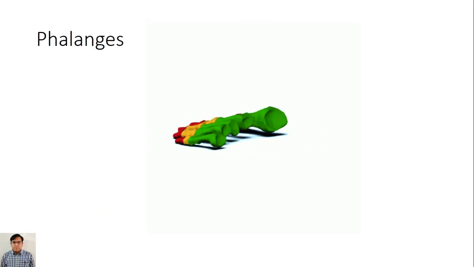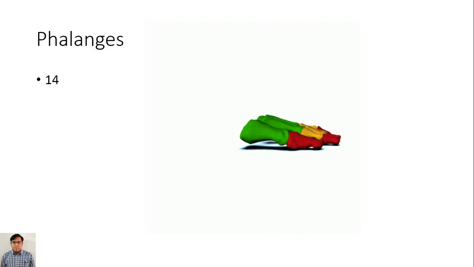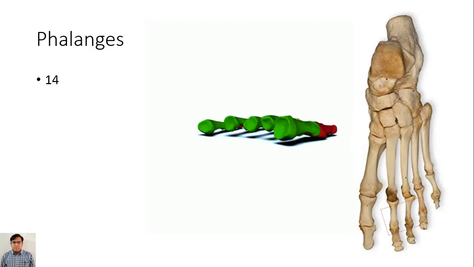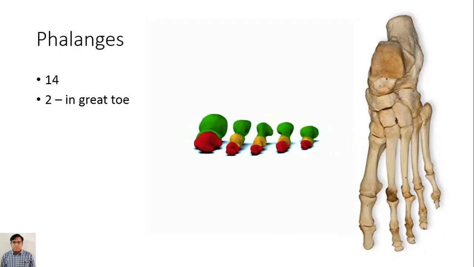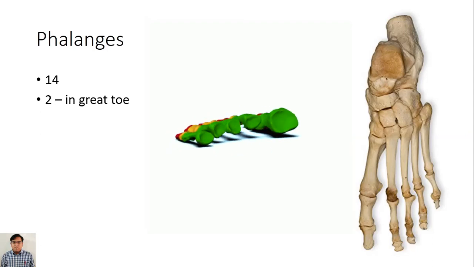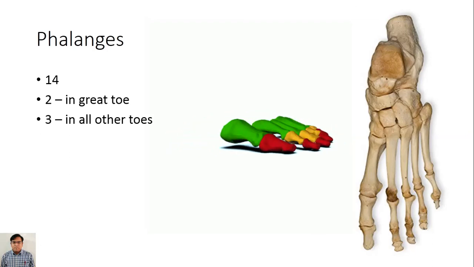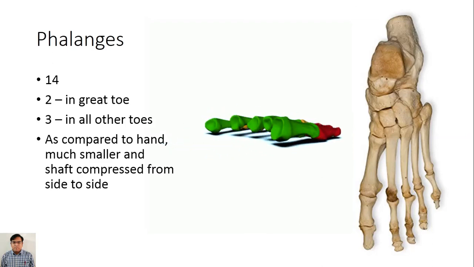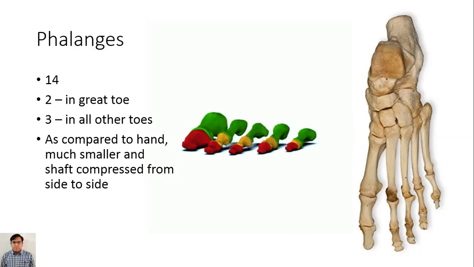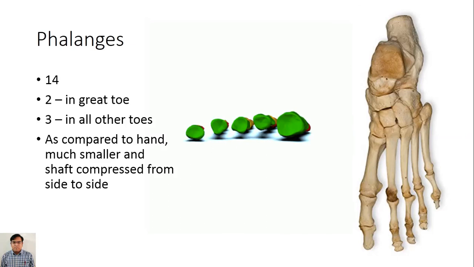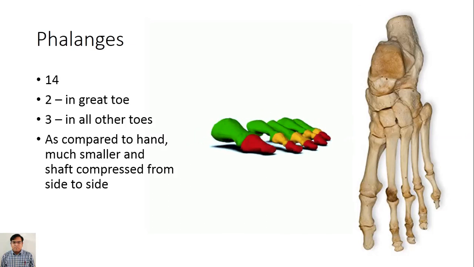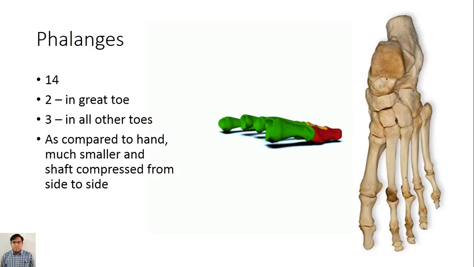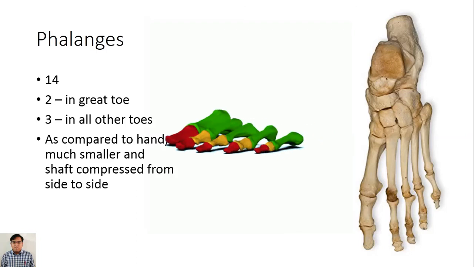Now, the phalanges. They are 14 in number. So, these are the phalanges. There are 2 bones in the great toe and 3 phalanges in all other toes. As compared to the hand, they are much smaller and the shaft is compressed from side to side. The green one is the proximal phalanx, the red one is the distal phalanx, and the yellow one is the middle phalanx.